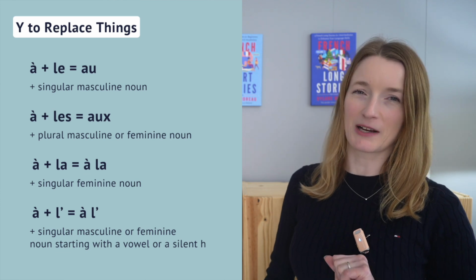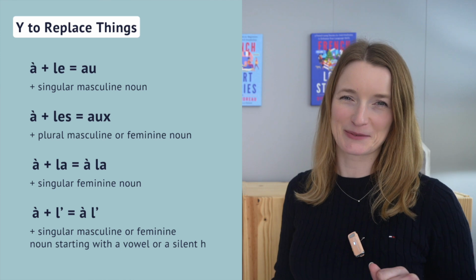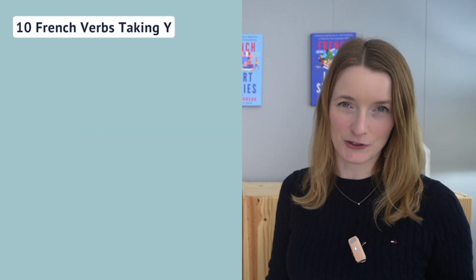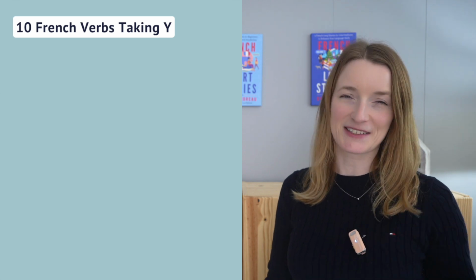Where à is followed by l', it stays the same, à l' as well. So let's now look at 10 French verbs followed by à that takes the pronoun y, used to replace things.